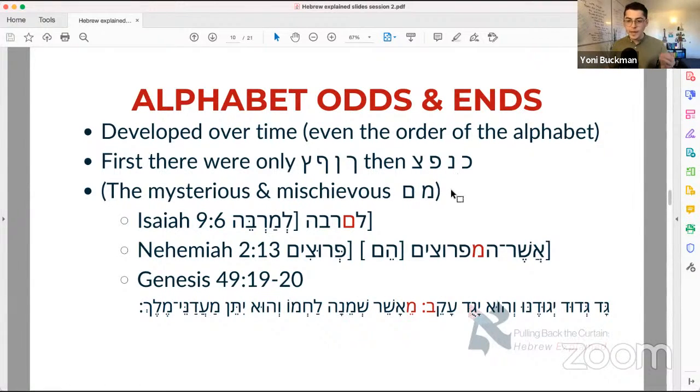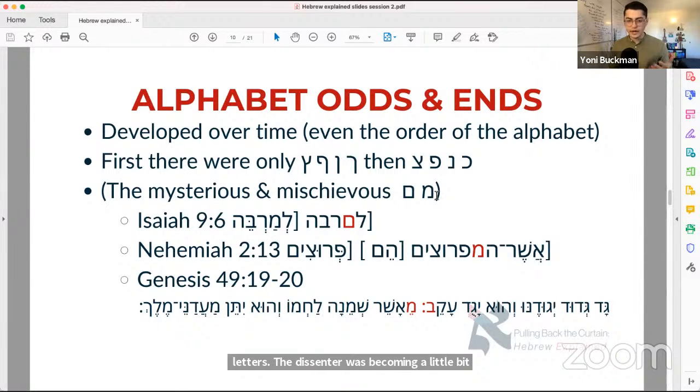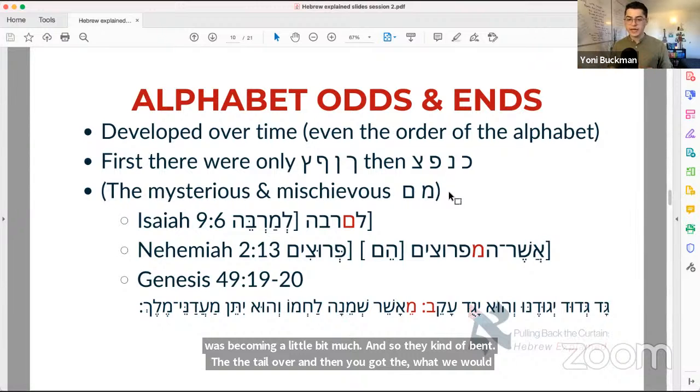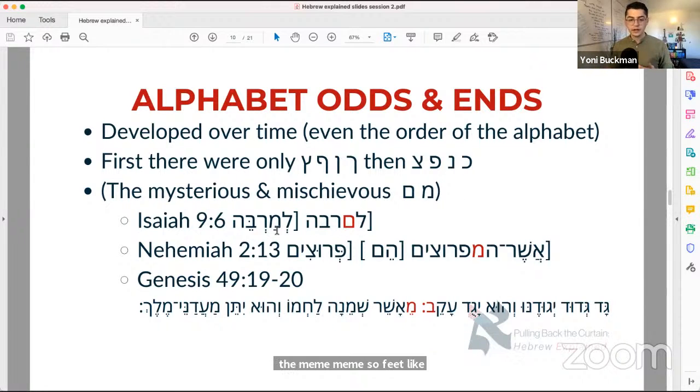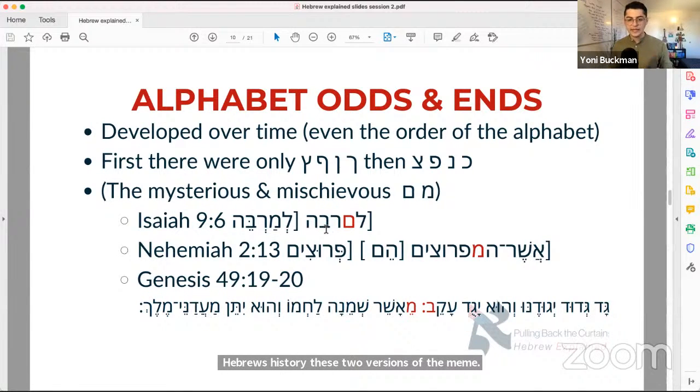I mentioned though that the mem is different, right? The mem sofit doesn't have a descender, and it's a little bit odd and a little different. And it appears that at some point in Hebrew's history, these two versions of the mem were actually used interchangeably at any point in the word. And we do still have biblical texts that show this. So here, this Isaiah chapter 9, verse 6, and you can look at it, the actual text in the Torah has a mem sofit, a final mem, in the middle of the word.